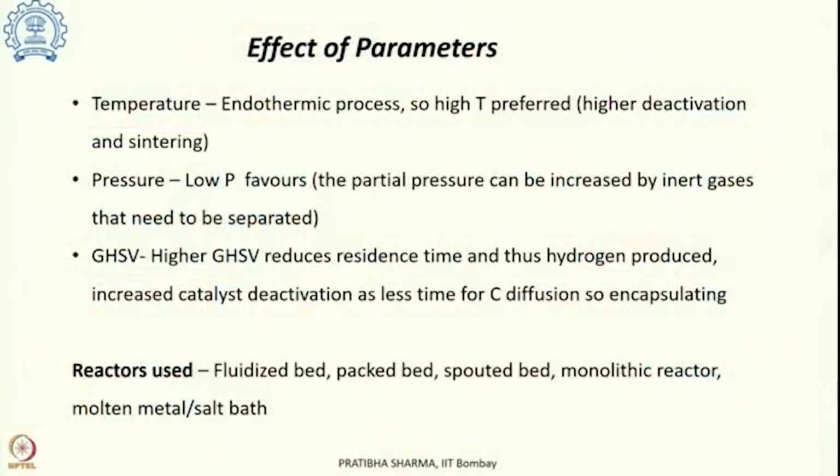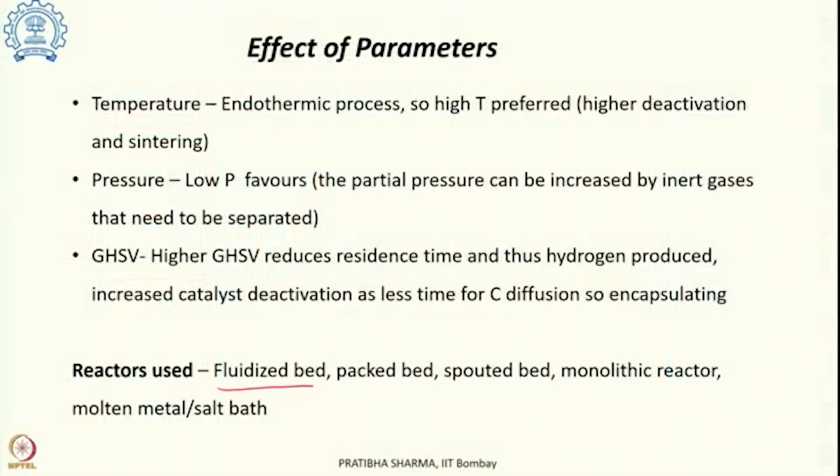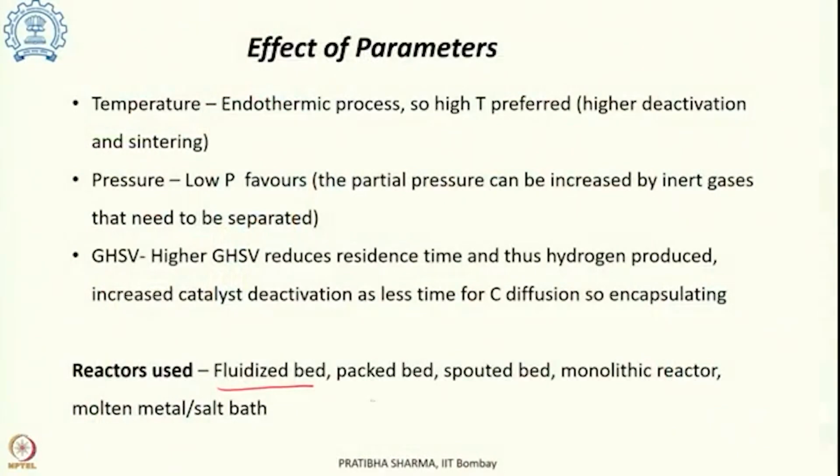Now various types of reactors are used: fluidized bed, packed bed, spouted bed, monolithic reactor, molten metal or salt bath are used for the CDM process. Primarily fluidized bed is being used because this allows easy, uniform flow of gases and uniform temperature, and the reactants and the catalyst can be easily supplied and taken away from the bed. Packed bed has its own disadvantage because the blocking of the pores is more severe in case of packed bed.